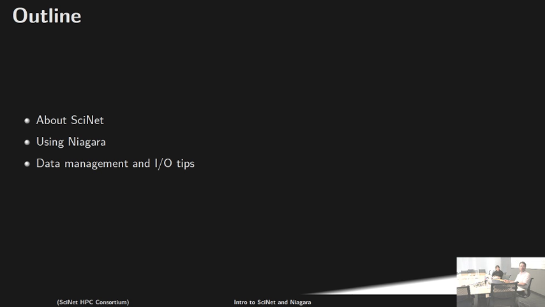So there's really three main parts. You guys might know already, but I'll talk a little bit about what SciNet is, and then we'll talk about Niagara and how to use it. That'll be the main part. And then a few tips at the end about data management and stuff like that.